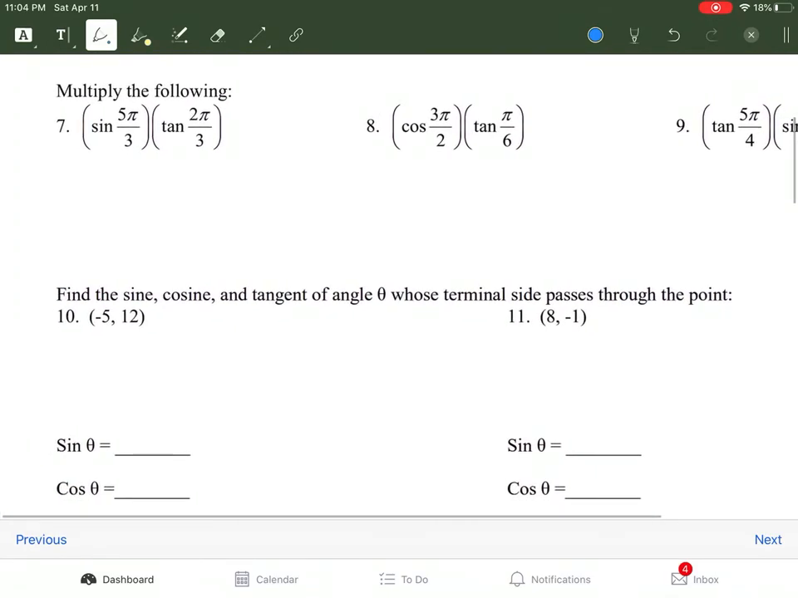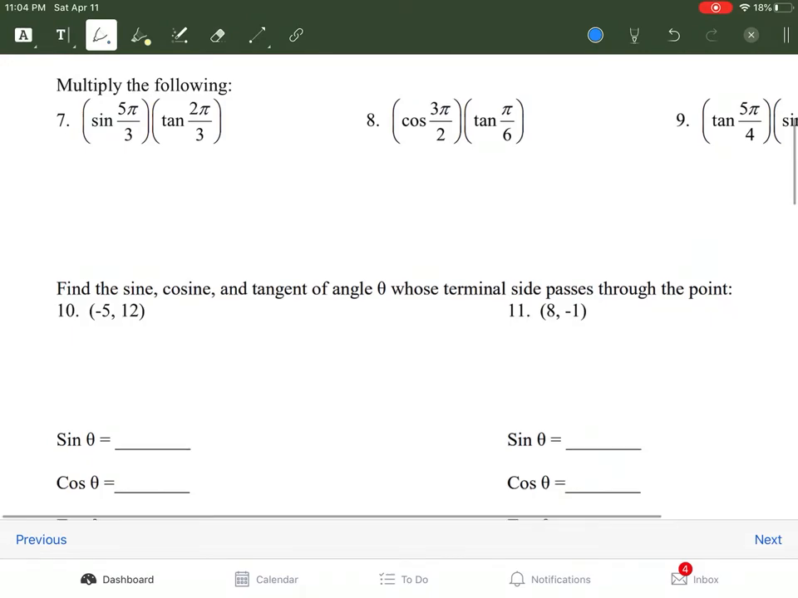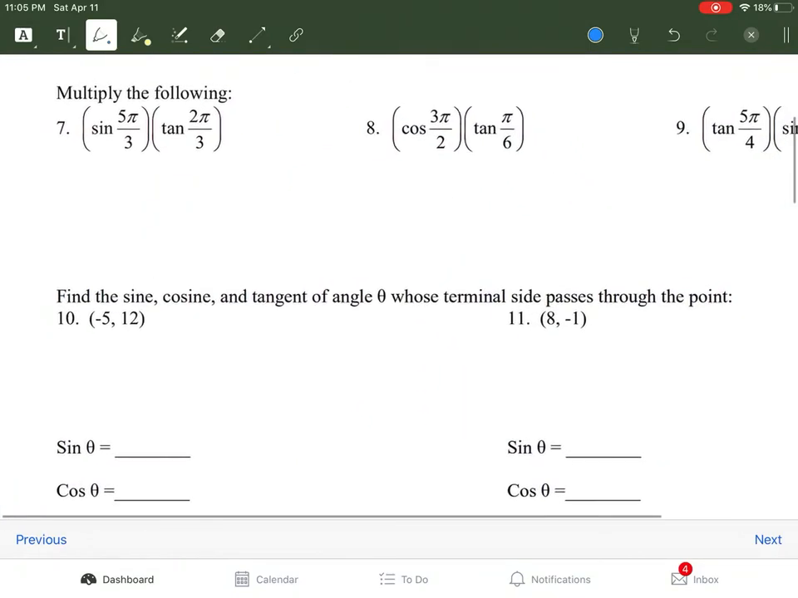All right, next, for these questions you're going to need your unit circle. What you're going to do is find the values of these particular radians for the trig function, and then multiply the fractions together. So for the sine of 5 pi over 3, the sine is going to be the y value, and it is -√3 over 2.